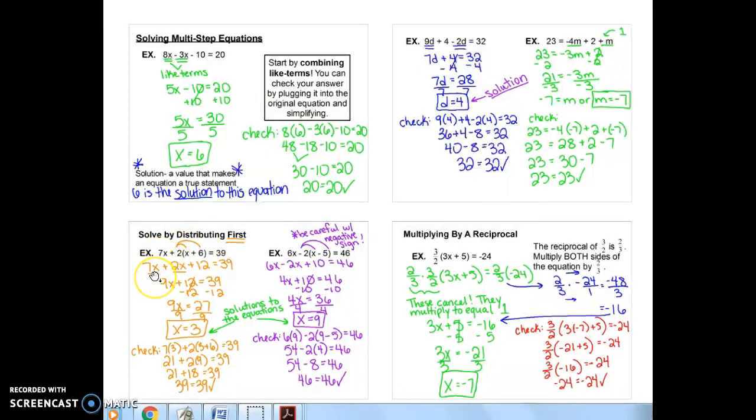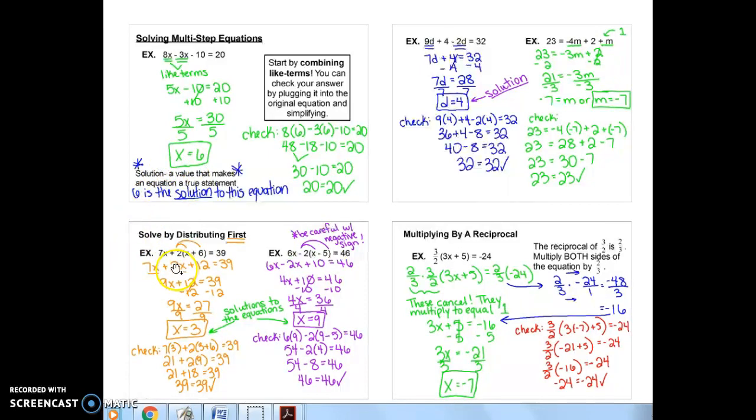So I carried on my 7x, be sure to not lose that. I distribute my 2 in, which gives me 2x. 2 times 6 gives me a plus 12, equals 39. So be sure to carry everything down that you didn't actually deal with. Now I'm right back to my previous examples.